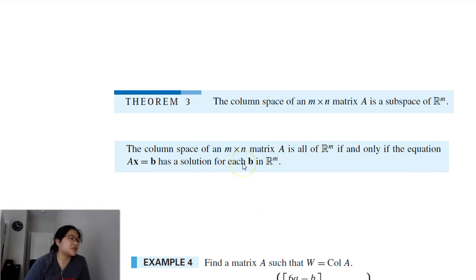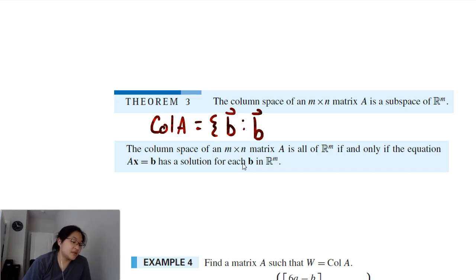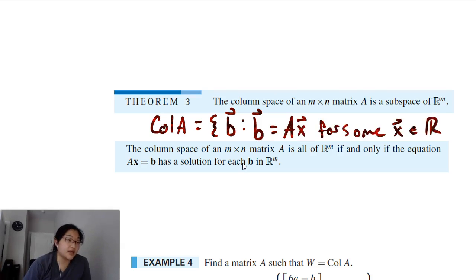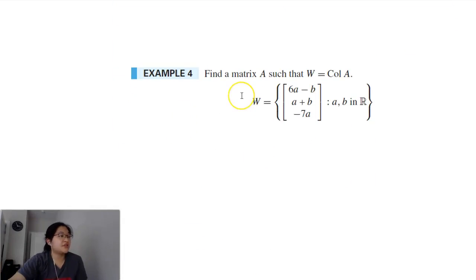Oh, and we should also be able to write this in set notation. Col A is the set of b such that b equals Ax for some x in Rn. So that's our set notation for defining the column space of A. Now try this out: find a matrix A such that W equals the column space of A. Pause the video and try it out.